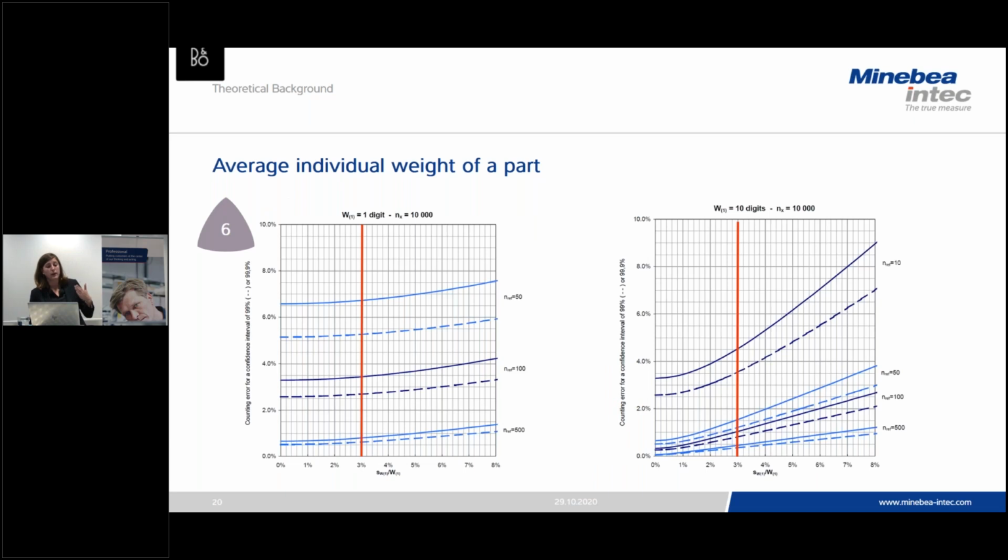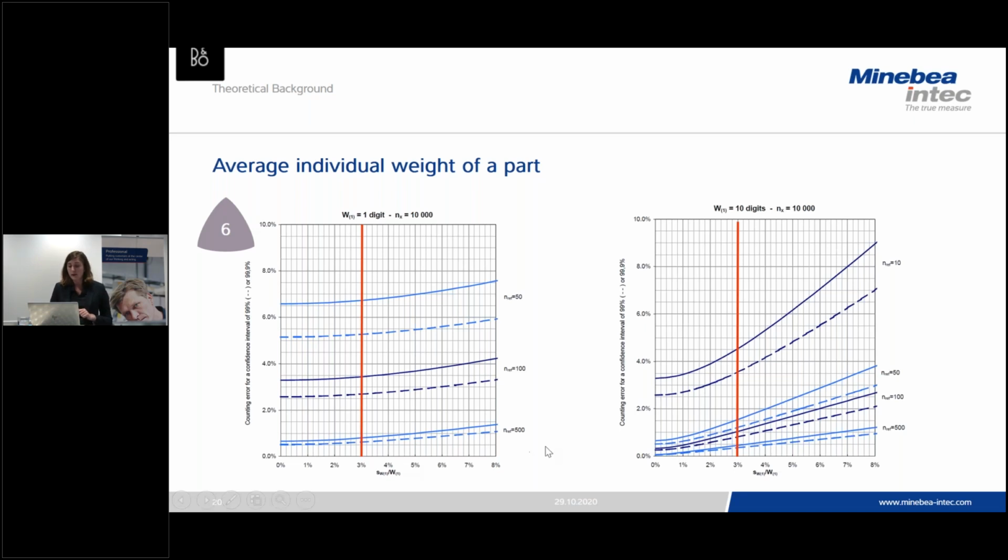So on the left-hand side, we now see a graph where we have a readability of 1 digit. And on the right-hand side, you see a graph where we have a readability of 10 digits. In both cases, we want to count 10,000 parts again. And we are looking at the same standard deviation of a single part of 3%. And there we have, for just 1 digit, a counting error of 6.7%, for a reference quantity of 50 pieces.